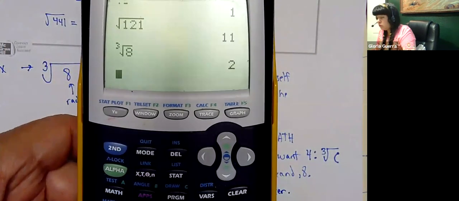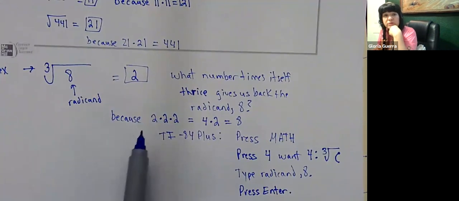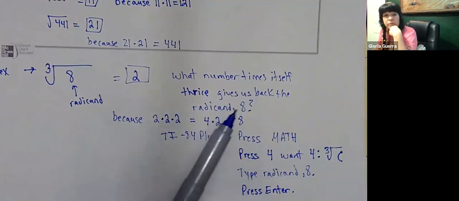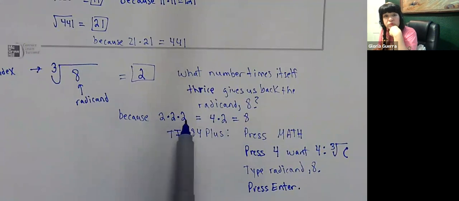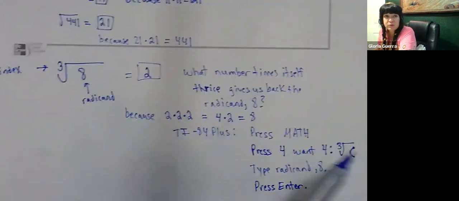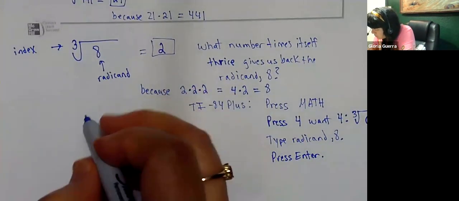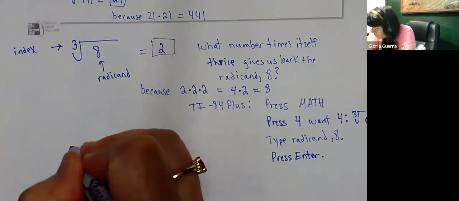Okay. So a cube root means what number times itself repetitively over and over, but 3 times, 2 times 2 times 2 gives you back 8. That's what the index does. And then I'll show you one more. You're not going to have any of these, but I just want to show you a fourth root of something.